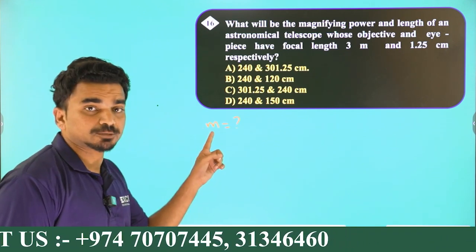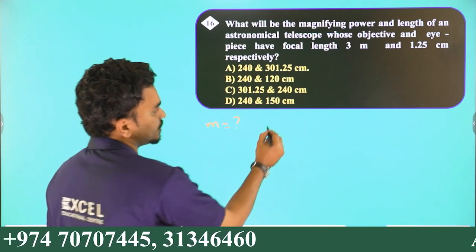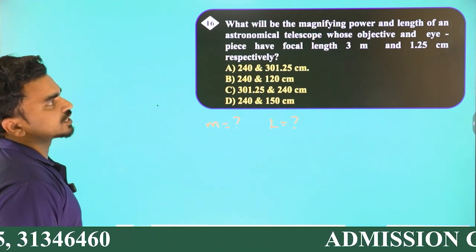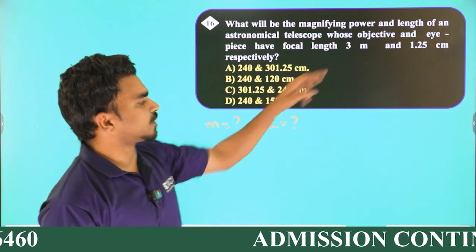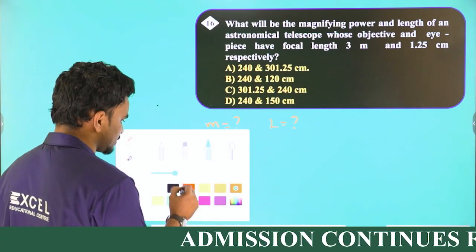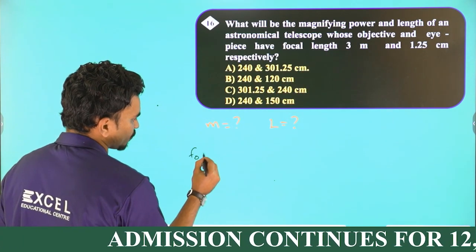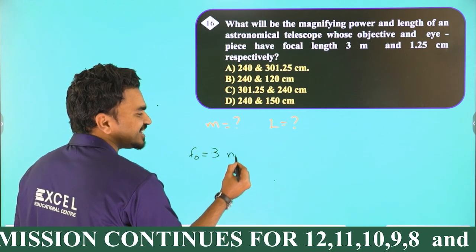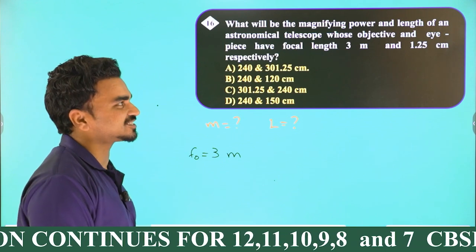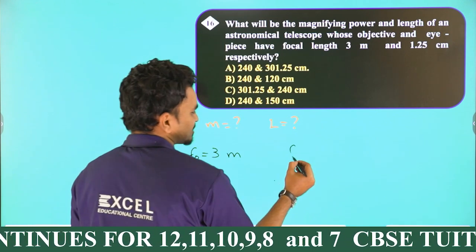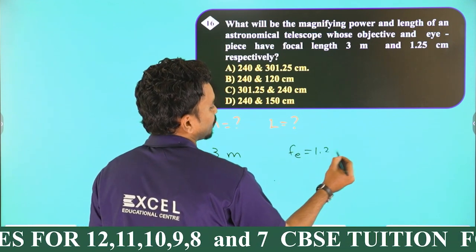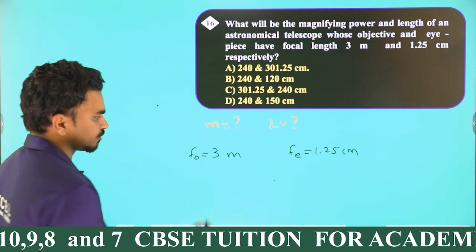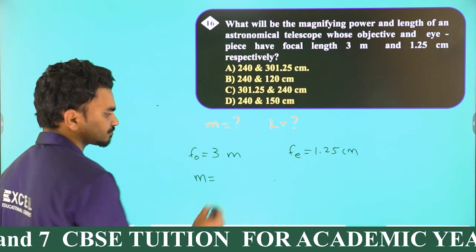First they were asking what? Magnifying power and length. What were they given? Objective focal length. Let me write that. Objective focal length. How much is the objective focal length? 3 meter. Very careful, 3 meter. Eyepiece focal length is 1.25 centimeter. What's the formula for magnifying power?